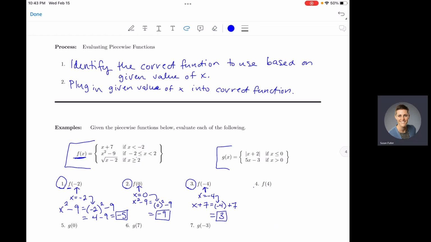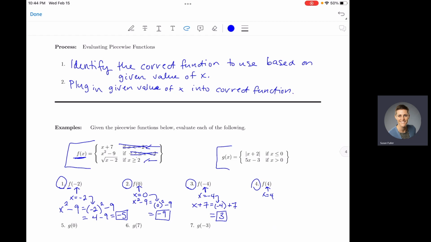Okay, and the next one, number 4, f of 4. This says our x value is 4. So we'll go through these. Is 4 less than -2? No, it's not. Is 4 greater than or equal to -2 and less than 2? No, it's not between -2 and 2.